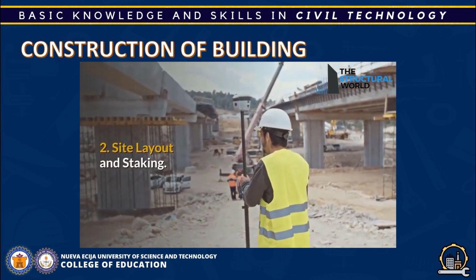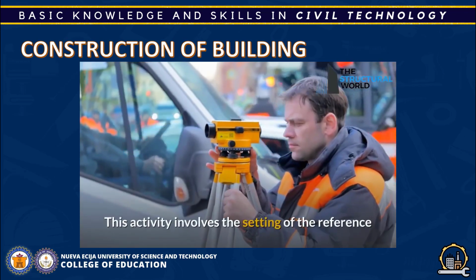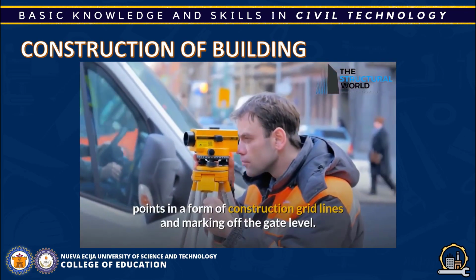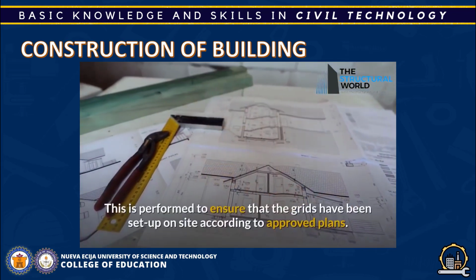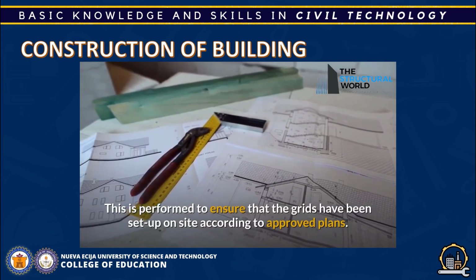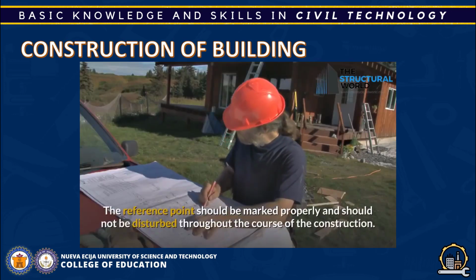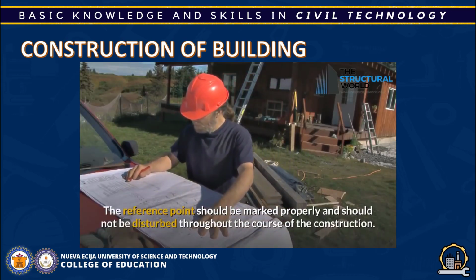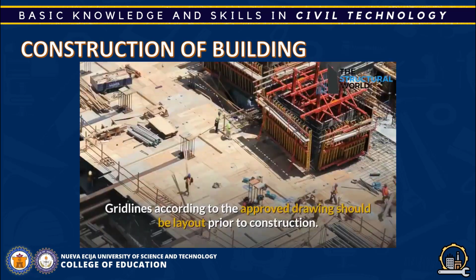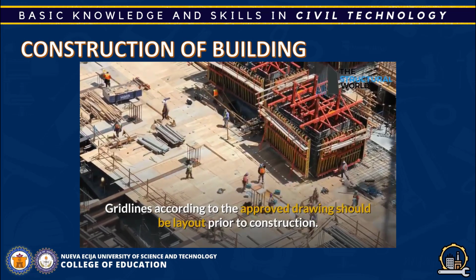2. Site layout and staking. This activity involves the setting of the reference points in the form of construction grid lines and marking off the gate level. This is performed to ensure that the grids have been set up on site according to approved plans. The reference point should be marked properly and should not be disturbed throughout the course of the construction. Grid lines according to the approved drawing should be laid out prior to construction.